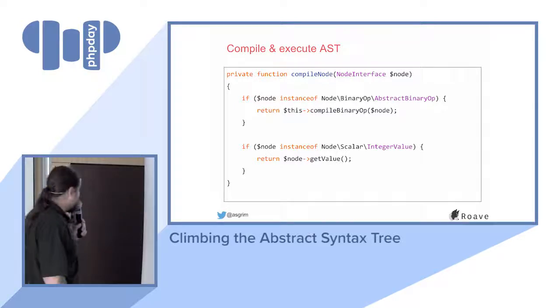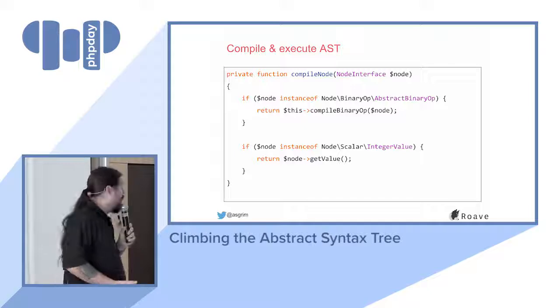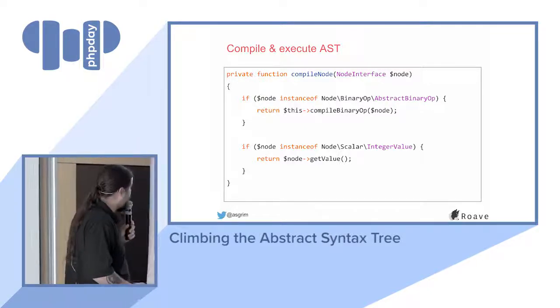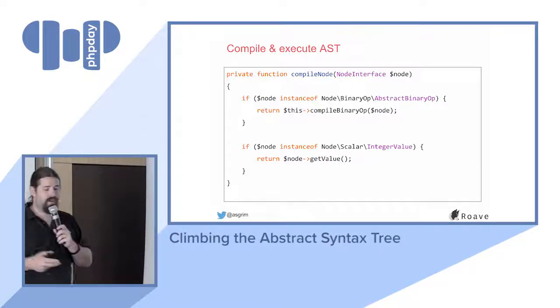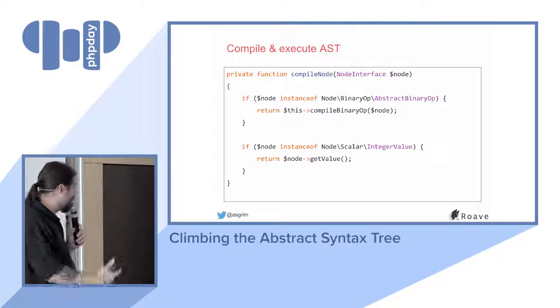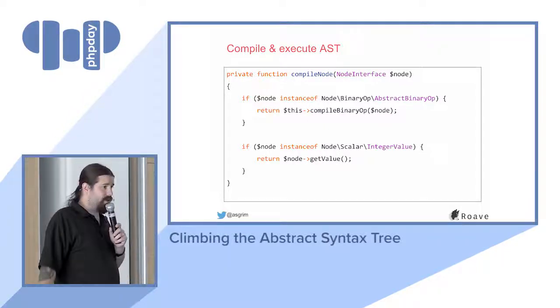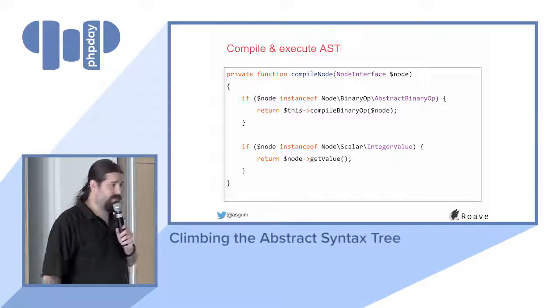So this is our main compile node function. Funnily enough, it takes a node as the parameter, and we check the type of it. If it's a binary operator, call another function, which we'll have a look at in a moment. If it's a scalar, we can just return the value. We don't have any other nodes in our AST, so that's all there is to it.